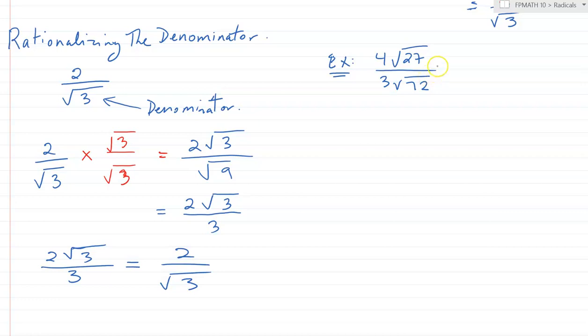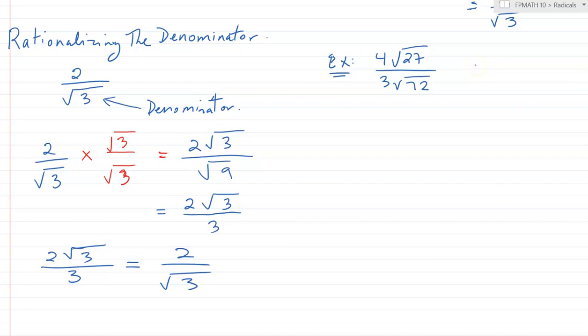So really, if you want to do this, you multiply by the square root of 72 over the square root of 72. Now, here's the problem. 72 times 27 is just a big number. We don't want to do that. We like to simplify this fraction first, then we can rationalize the denominator. I strongly recommend you do that first. This is not a very optimal way of doing this problem, so I'm going to erase this again.